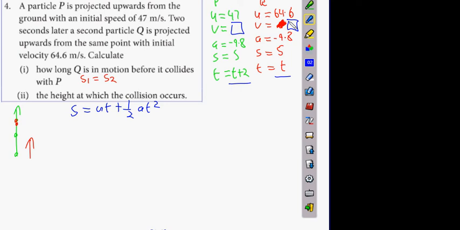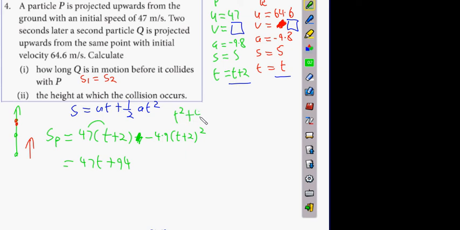Okay, so this is in green, so this relates to S subscript P. The distance that P travels is going to be 47 times T plus 2, minus half of gravity, minus 4.9 T plus 2 squared. Multiply this out: 47T plus 94. This here is going to be T squared plus 4T plus 4.